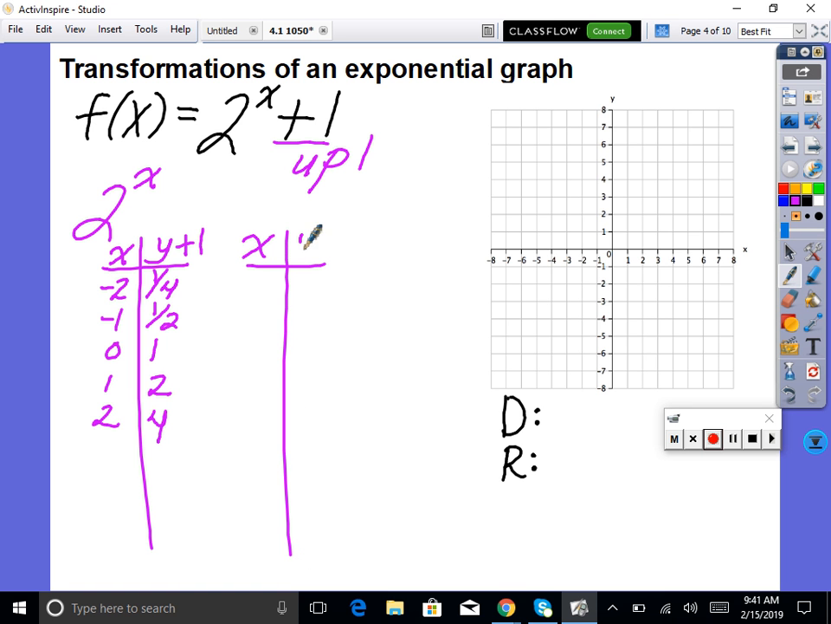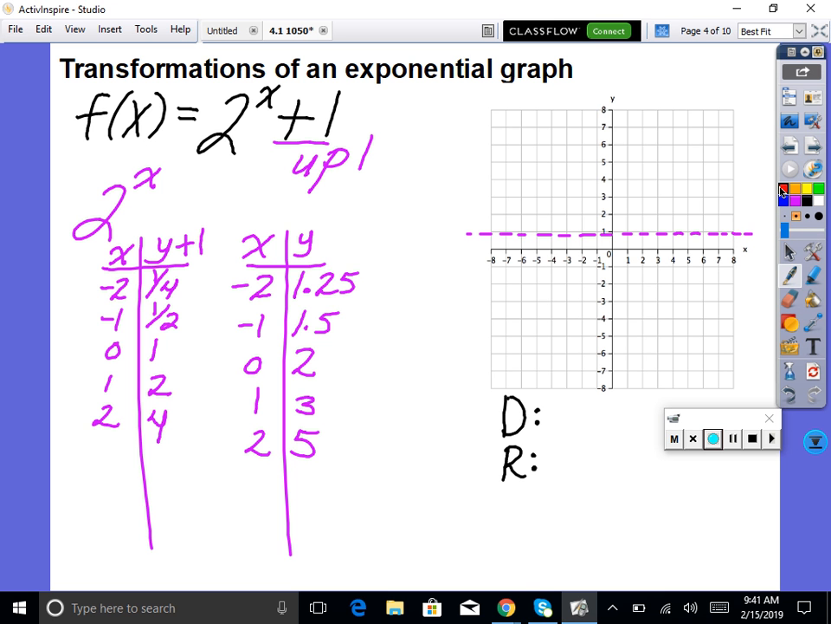So our new x, y points would just be, the x's didn't change, negative 2, negative 1, 0, 1, 2. And now we're going to have 1.25. Decimals are easier to plot. So 1.25, 1.5, 2, 3, and 5. Does everybody see here? Now, what would I be able to draw in my asymptote as now? It was at 0. Now it's at 1 because it shifted up 1.